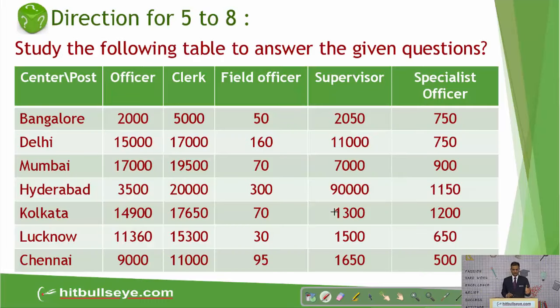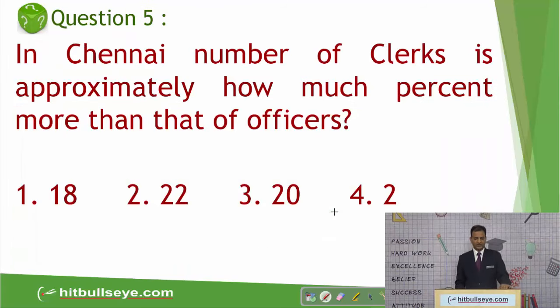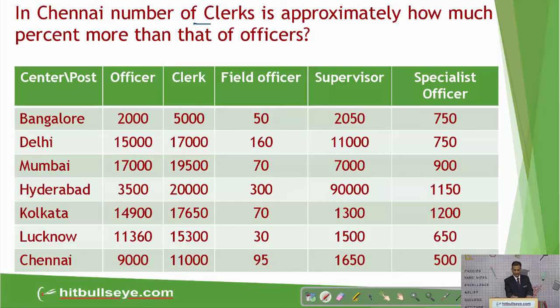Bangalore, center, post, officers. Simply you have to see the data, students. There is no need to go into detail in the data, only you have to see some important points. Here only data is given and centers are given. In Chennai, number of clerks is approximately how much percent more than that of officers? Now what is he asking, number of clerks is approximately how much percent more than that of officers?